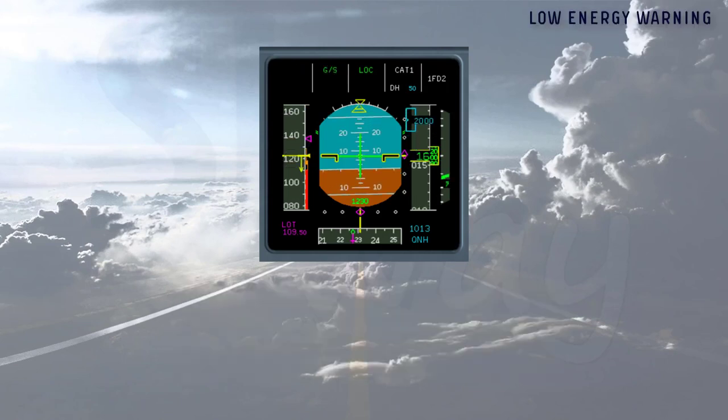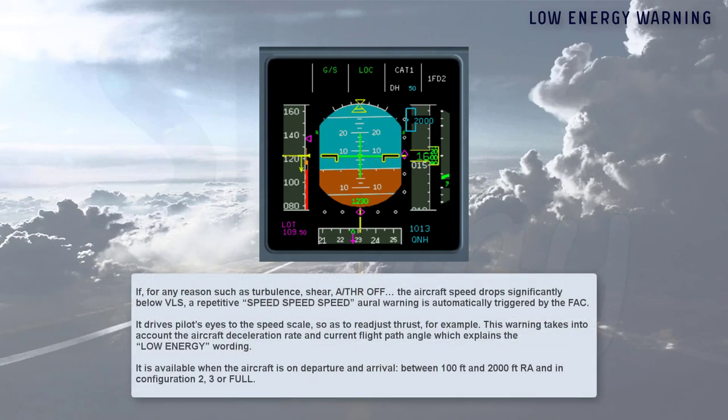Speed, speed, speed. If for any reason such as turbulence, shear, auto thrust off, the aircraft speed drops significantly below VLS, a repetitive speed, speed, speed oral warning is automatically triggered by the FAC. It drives pilot's eyes to the speed scale so as to readjust thrust, for example. This warning takes into account the aircraft deceleration rate and current flight path angle, which explains the low energy wording.